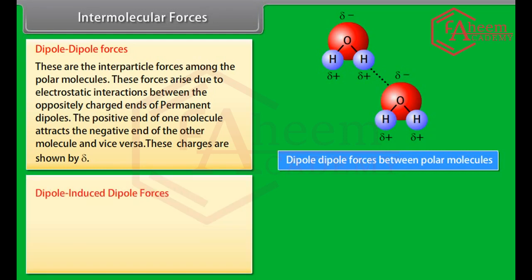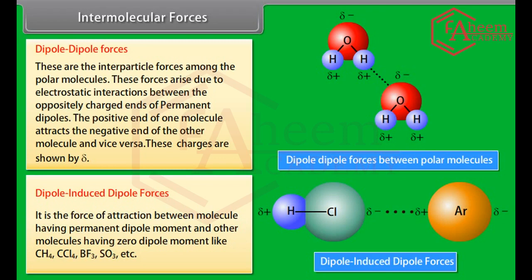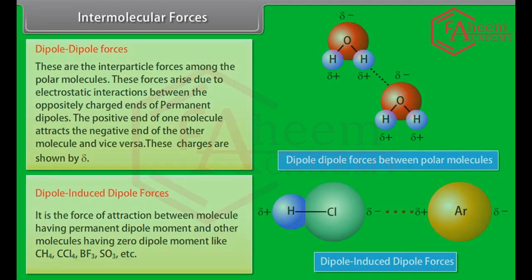Dipole-induced dipole forces. It is the force of attraction between a molecule having a permanent dipole moment and other molecules having zero dipole moment, like CH4, CCl4, BF3, SO3, etc. For example, a polar molecule such as HCl can induce a dipole in an argon atom by distorting the electron cloud. An electrostatic attraction exists between the ion or permanent dipole and the induced dipole. The intermolecular force is called a dipole-induced dipole attraction.